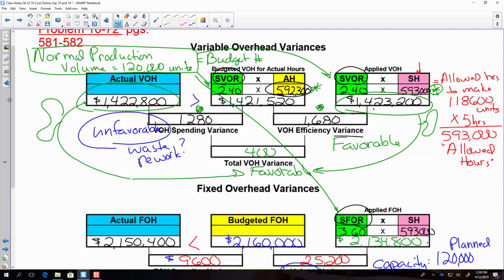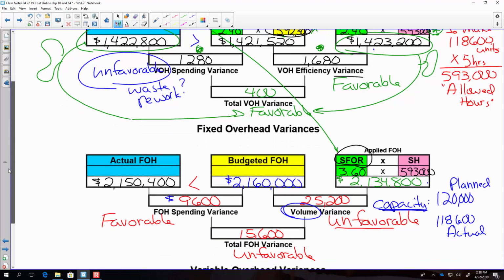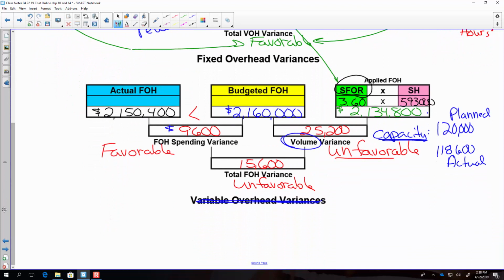It also says, hey, it takes, or it should take, right, 5 hours to make 1 unit. That's in the first paragraph. Second, it gives us our budgeted fixed overhead, 2.16 million. You'll see that in our budgeted fixed overhead template here. I'm going to have to use my mouse. So here we are.